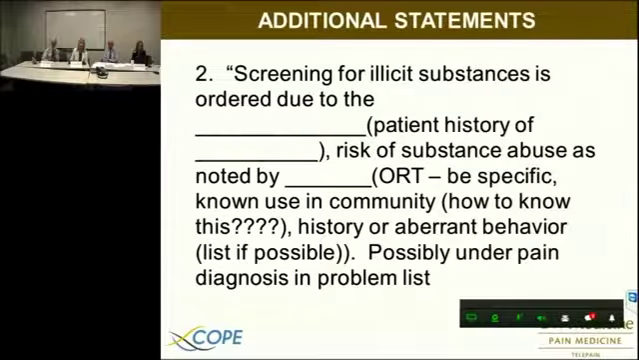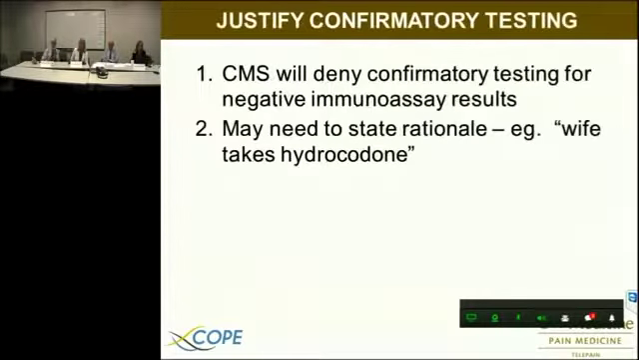And I think that it'll be paid for under the new guidelines that come out. CMS will probably deny confirmatory testing if you do it without a reason. So if you have negative immunoassay results, unless you have a reason, in the future they may not want to pay for the other tests. So tell them why you're doing it, because there's usually a rationale.